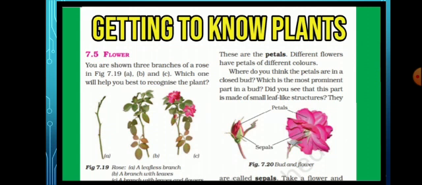The flower has four parts. First one, sepal. Second one, petal. Third one, stamen. Fourth one, pistil.